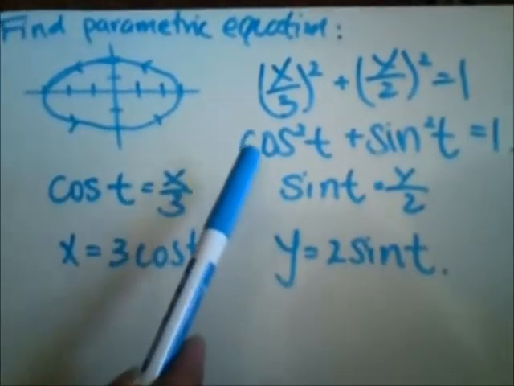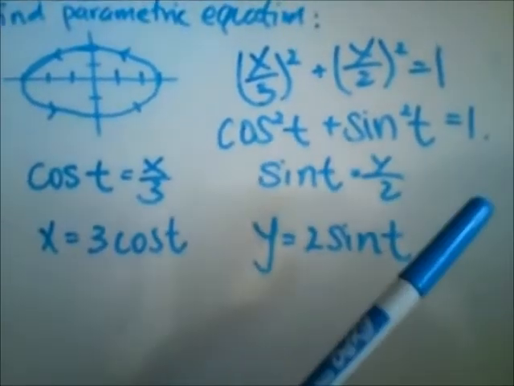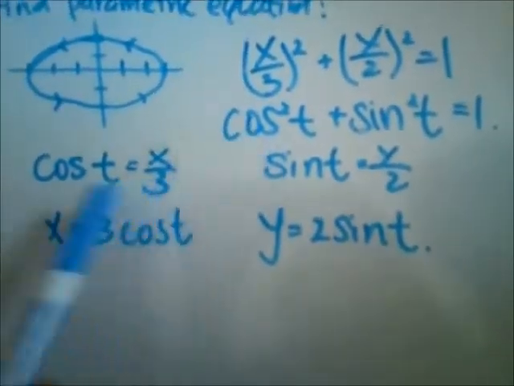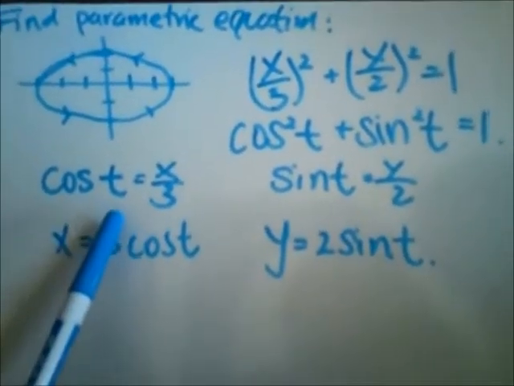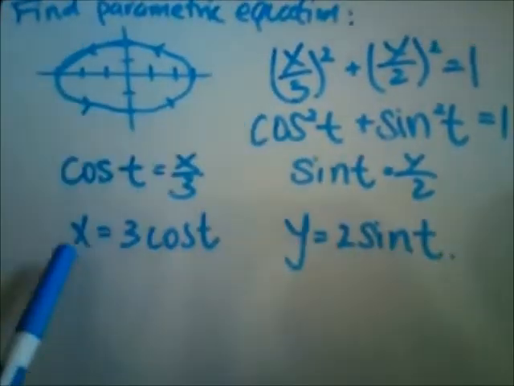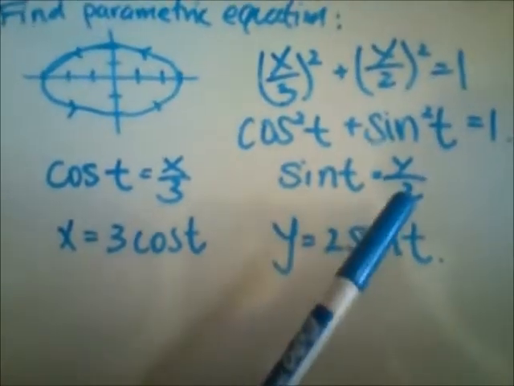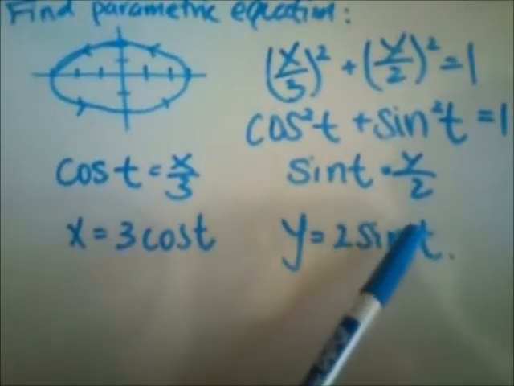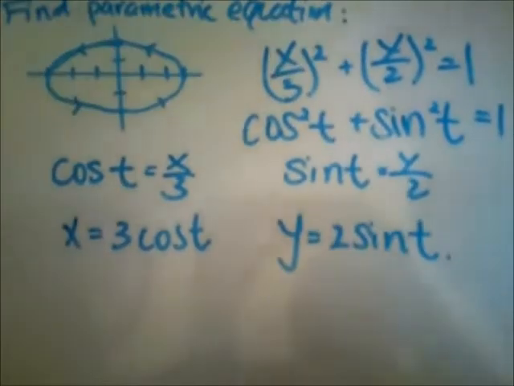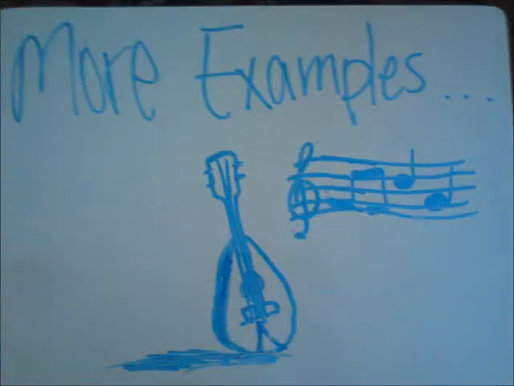And we know that cosine squared t plus sine squared t equals 1. So if we plug this in here, cosine t equals x over 3, which would be x equals 3 cosine t. And sine t equals y over 2, so y equals 2 sine t, and these are our two parametric equations.